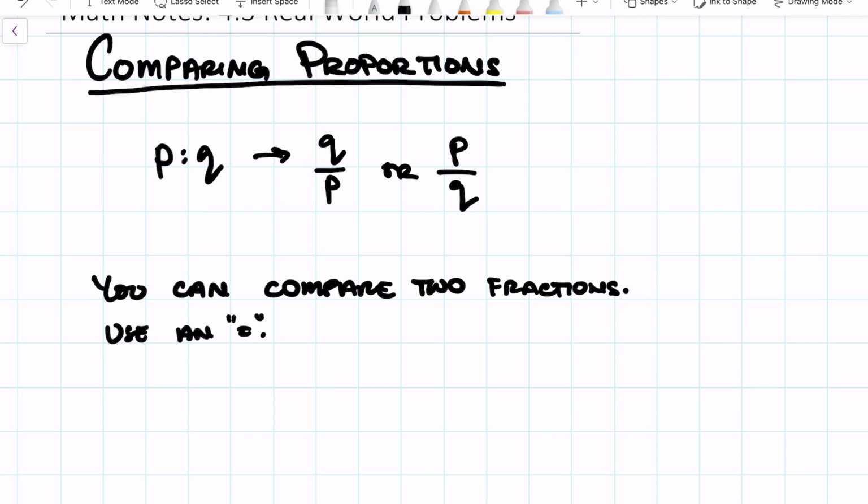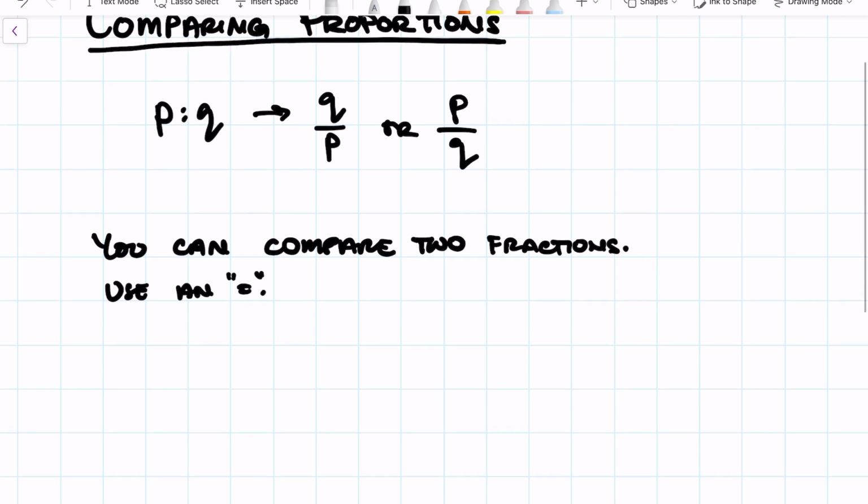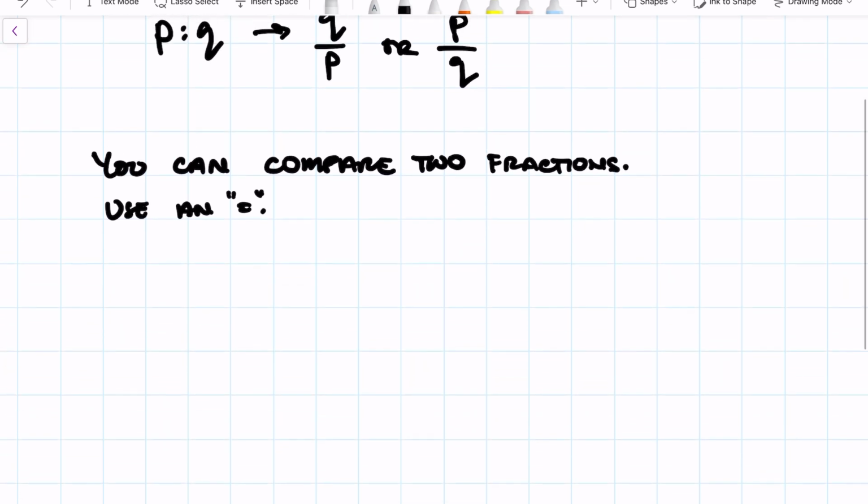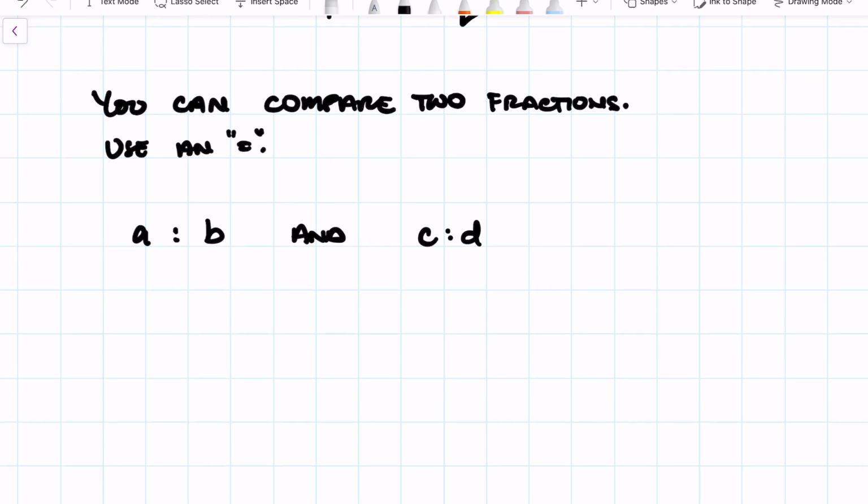So what does that mean? Well, when you compare two fractions using an equal sign, you just put them next to each other, and you can do calculations with them. For example, let's say we have A compared to B, and C is comparable to D. If you turn each one of these into fractions, you could turn this into, let's say, B over A, and the other one equals D over C.